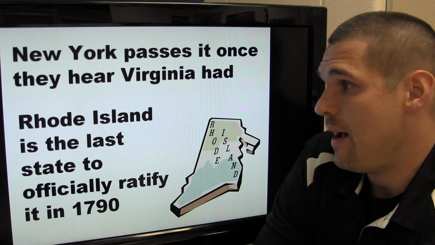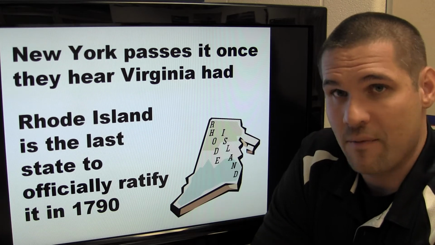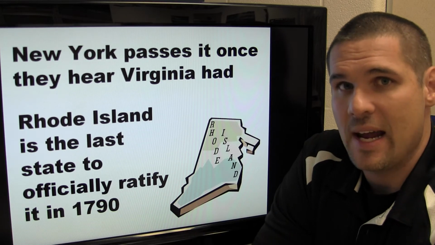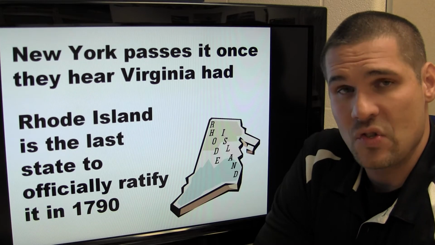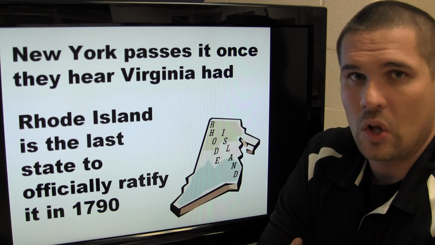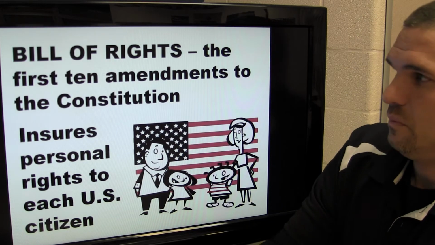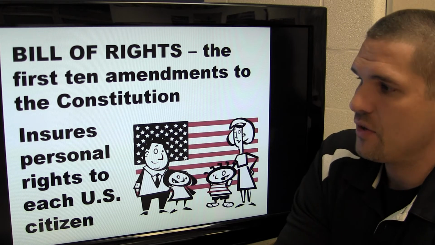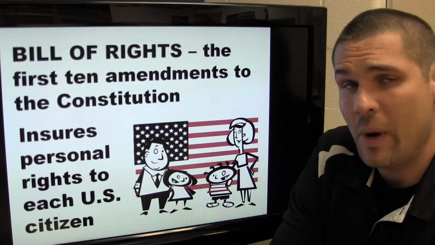The only state left then is going to be Rhode Island, who never even showed up at the convention, but in order to look united with the other states, did officially ratify it in 1790 so that the United States government looked like a unified country. So the Bill of Rights. It is the first 10 amendments to the Constitution that's going to ensure personal rights for each U.S. citizen.